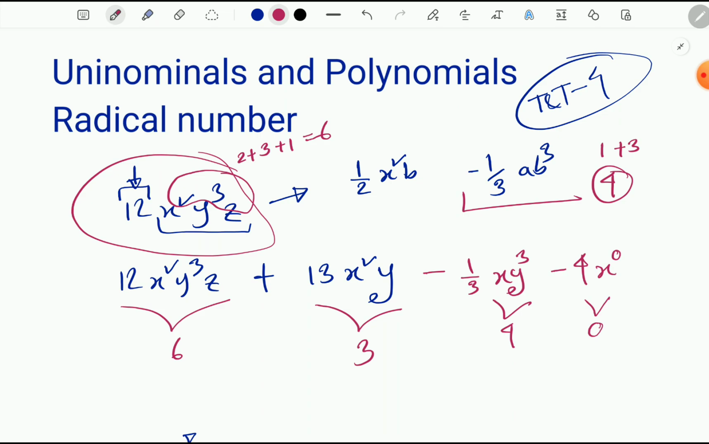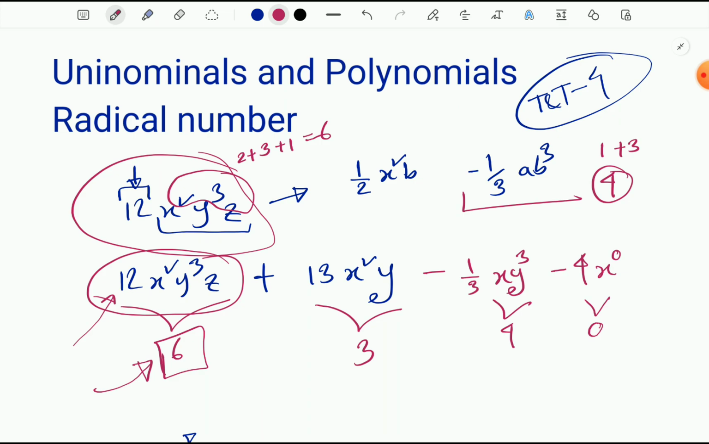Now we can evaluate which term has the maximum degree. This term, so 6 is called the degree of this polynomial expression. And this term is called the leading term. What is the leading coefficient then? 12 is the leading coefficient. I hope you understood about monomials and polynomials.